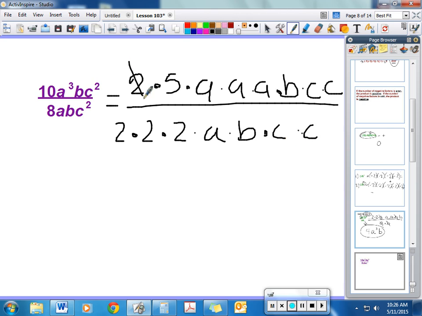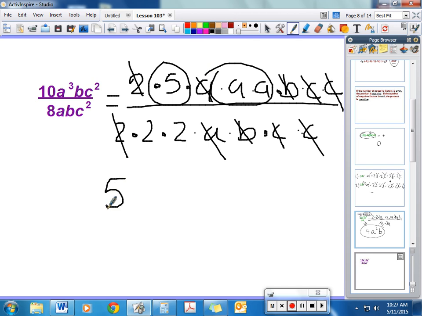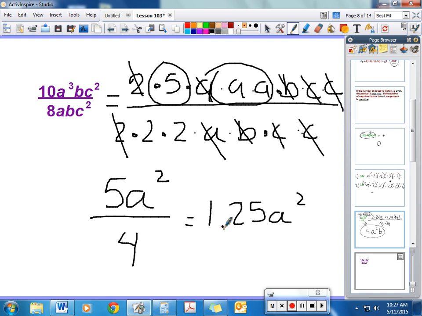Okay, let's cancel out. We've got one set of 2's we can cancel. We have a set of a's. Remember, we are canceling between the numerator and the denominator. A set of b's. And then we can cancel out 2 sets of the c's. For the numerator, then, that leaves 5 times a squared over 4. Some people, then, will simplify to 1.25 a squared. Typically, when you're doing the linear expressions, you will leave it looking like this for right now.